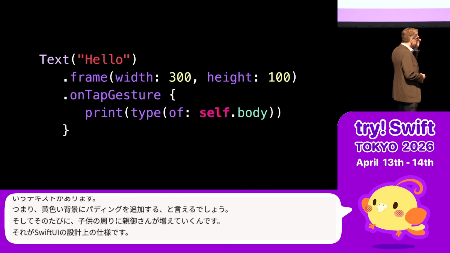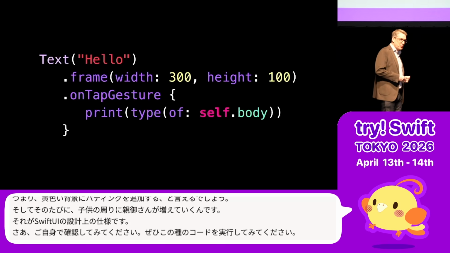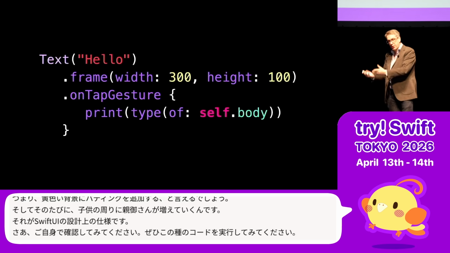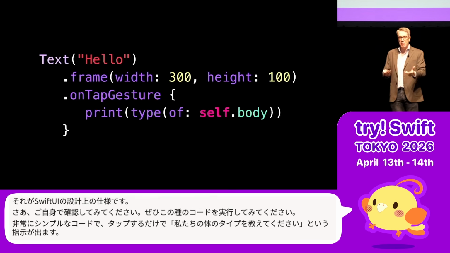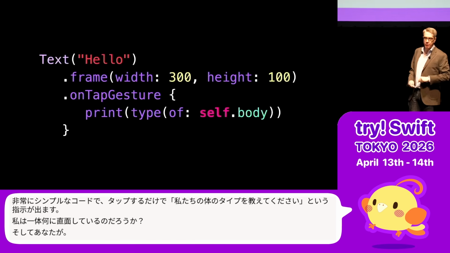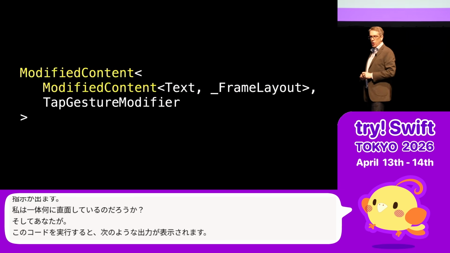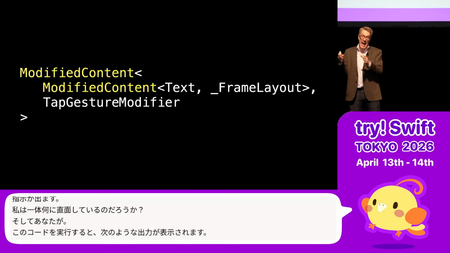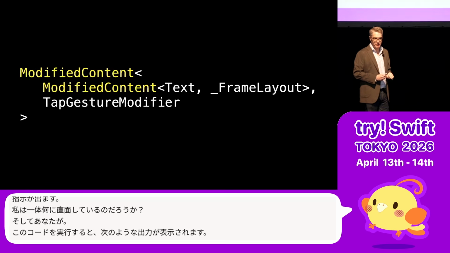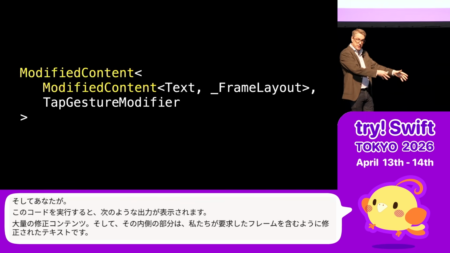Now, you can see it yourself. Please do run this kind of code. Very, very simple code. It's an on-tap gesture saying, just tell me the type of our body. What actually am I dealing with here? And when you run this code, you'll see output like this. A whole bunch of modified content. And that inner one is our text being modified to contain the frame we asked for. And the outer one is the inner one with an on-tap gesture.